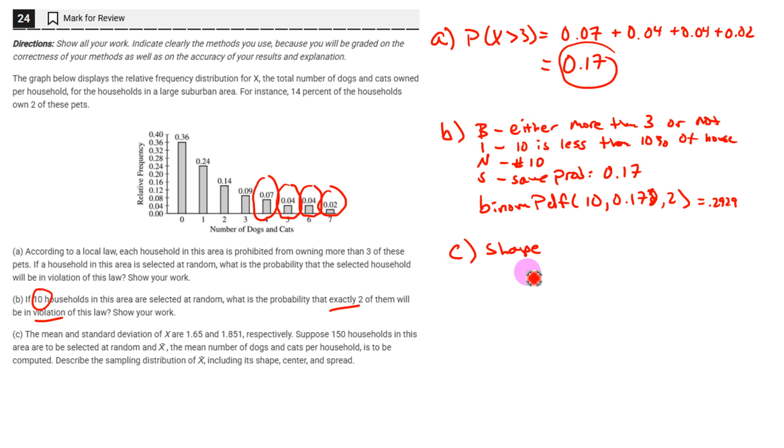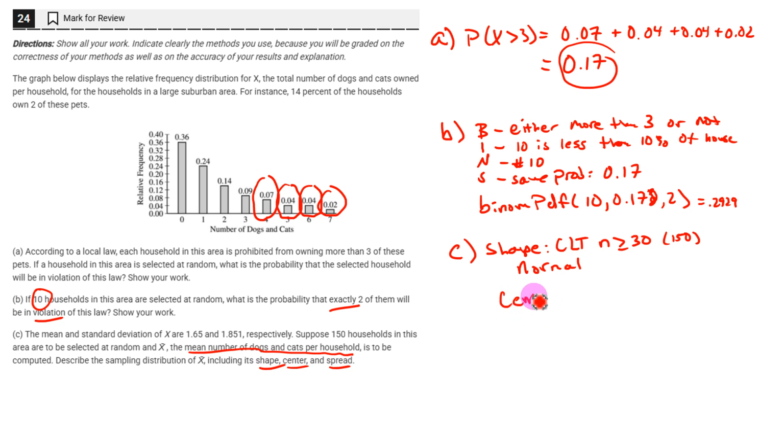So we are talking about the mean number of dogs and cats per household. So we are going to use central limit theorem. N is greater than or equal to 30 because we're actually using 150. So the shape is normal. And it doesn't ask us to deal with outliers, just shape, center, and spread. Generally, you wouldn't have outliers anyway.